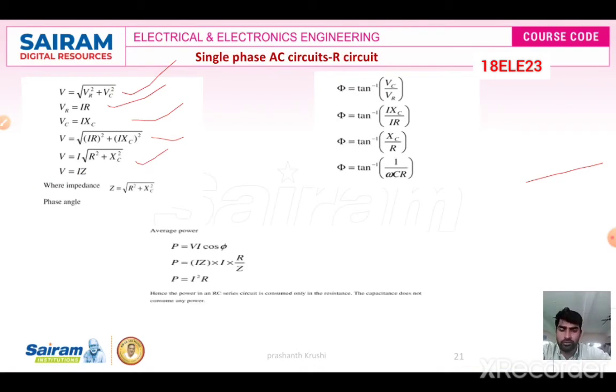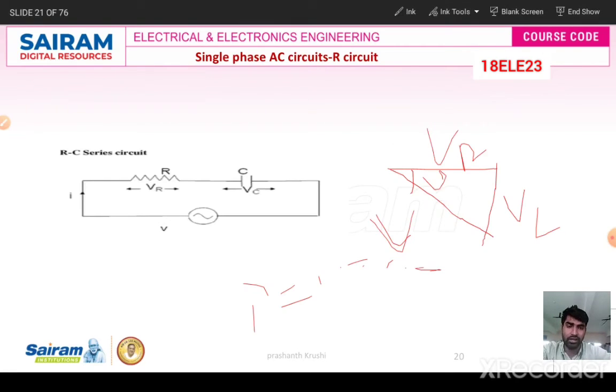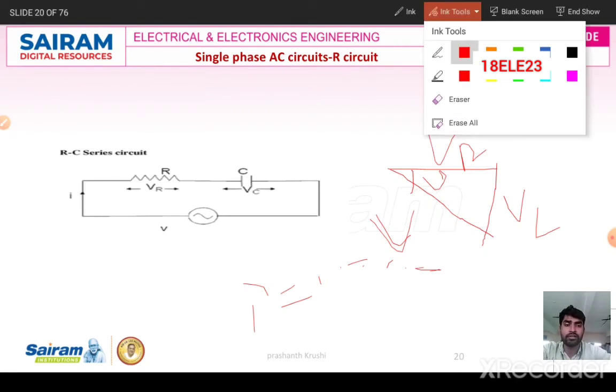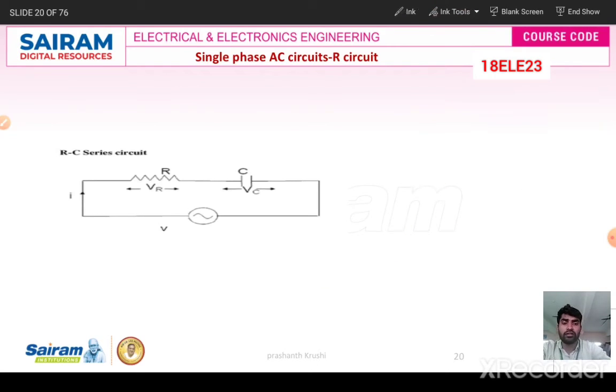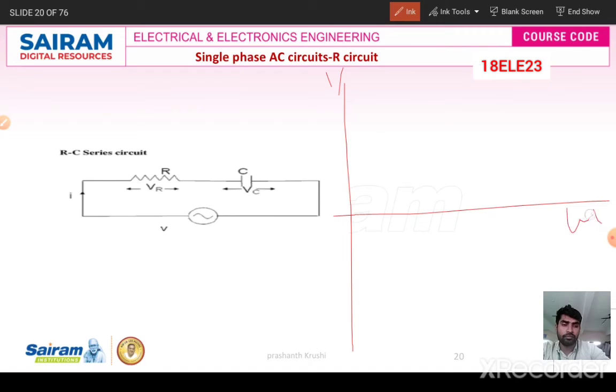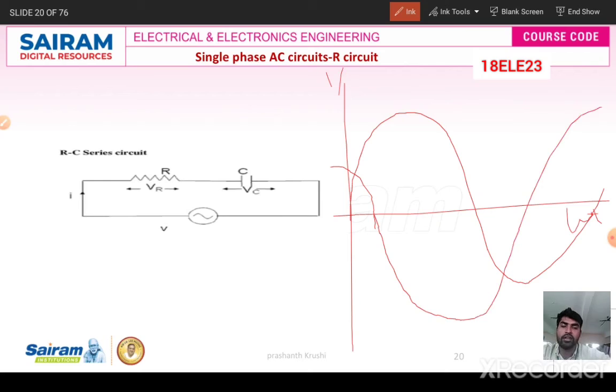And if you want to draw the vector diagram as well as the waveform for this RL and RC, I'll draw once for your reference. See here, for the RC circuit I'll draw. This is the X axis, this one is the Y axis. This is omega t. Voltage is constant for RC circuit, RL circuit, RLC circuit, voltage is the same. So what about capacitance? A small phase angle will be there here. So current leads voltage at an angle phi, right? So small phase angle.